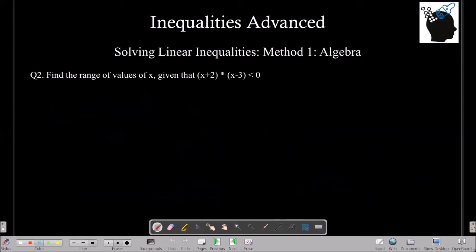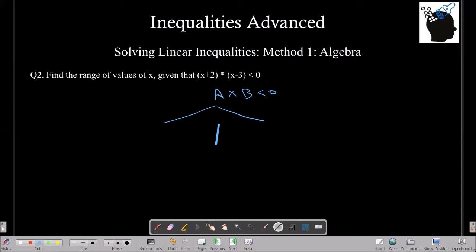You can pause the video and give it a shot. Okay, so let's try this. Find the range of values of x given that (x + 2) multiplied by (x - 3) is less than 0. So this is of the form a into b is less than 0. That means both a and b have opposite signs. So let's take two cases.